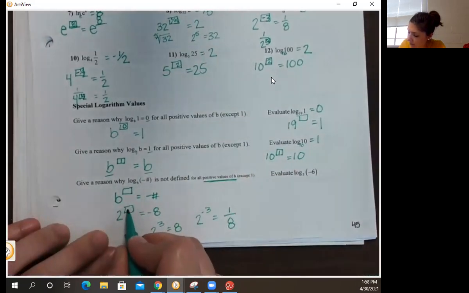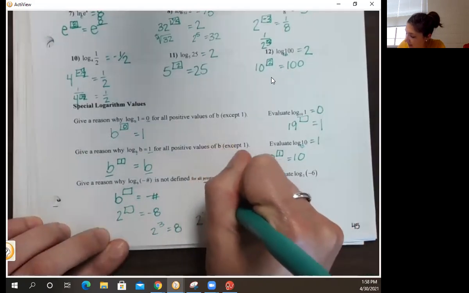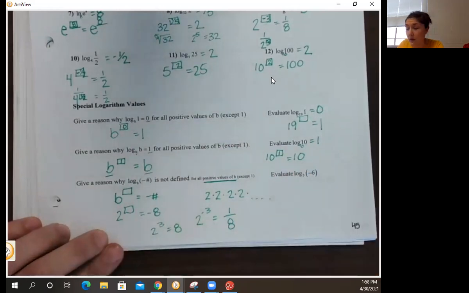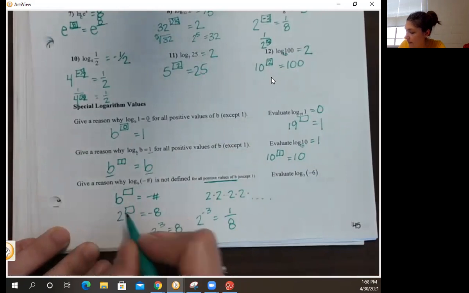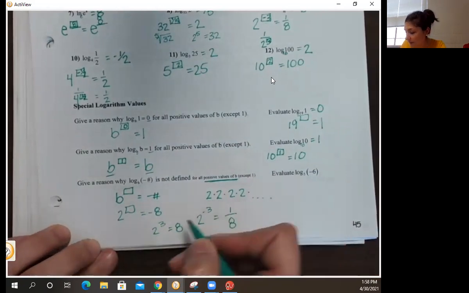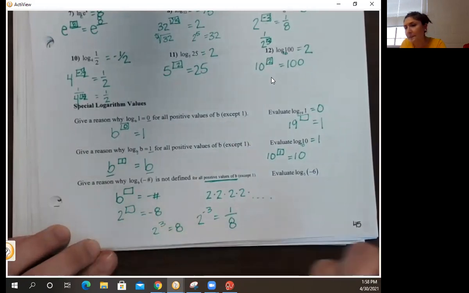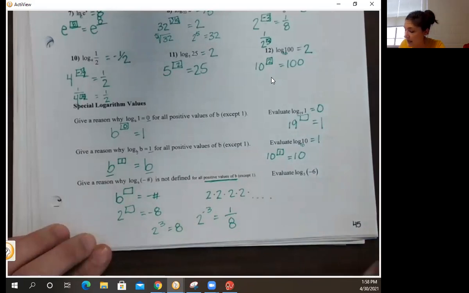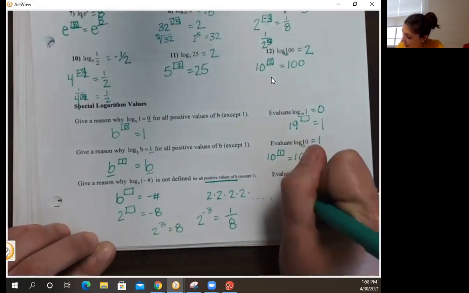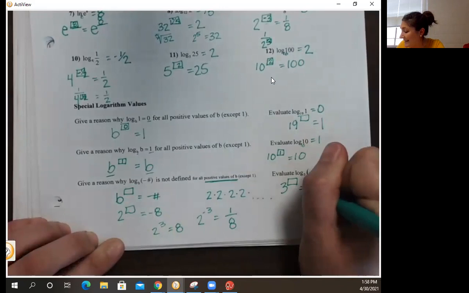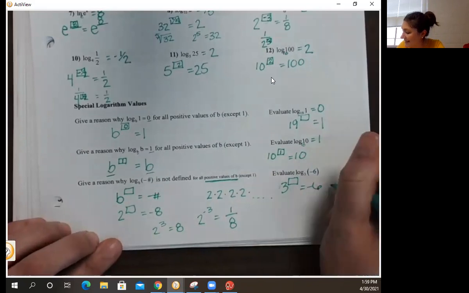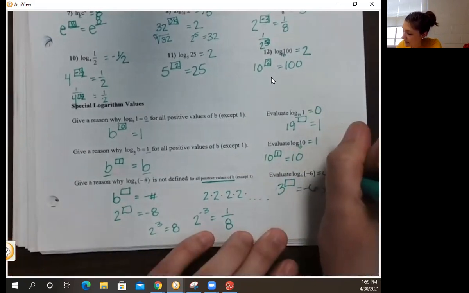There's no power of 2. There's no number of times I can multiply 2 by itself that I'm going to end up with a negative number. I'm saying some positive number multiplied by itself a bunch of times would give me a negative number. That's not how that works. Positive numbers multiplied by positive numbers are always going to give me positive numbers. And when we talk about exponents, that means that it's got to be the same number. So if I try to take some positive base to an exponent and get a negative number, that's not possible. So we say that this is undefined.